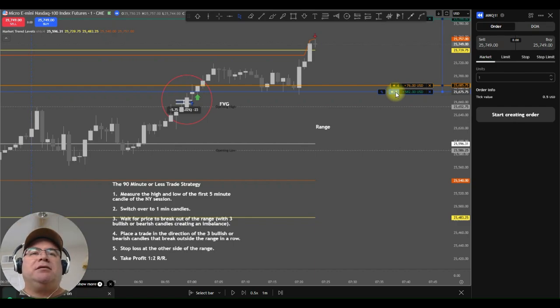It just depends on your management level. I probably would have taken off half or two out of the 3. Let the others, let's see what's going to happen. Are they going to run up there and hit our take profit? We don't know, because we're playing around this area right here. So let's go ahead and let our trade continue. And let's just see what happens.